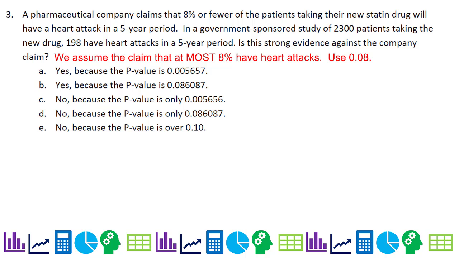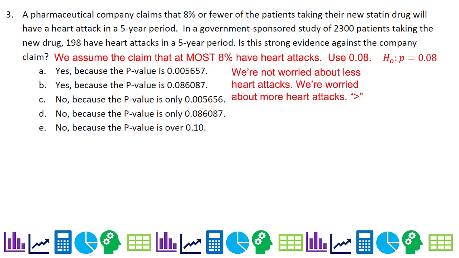So I'm going to use the 8% or 0.08. So my null hypothesis is P equals 0.08. Now, we're not worried about fewer heart attacks. We're worried about more heart attacks. So this is a one-sided test, and my alternate hypothesis is that it's actually greater than 0.08. Now we need to calculate our test statistic, which is 198 over 2300, and we got 0.0861.